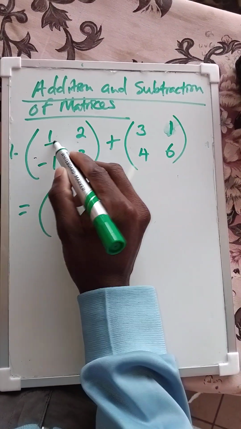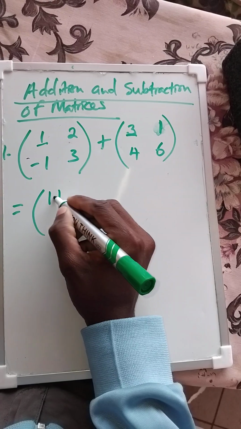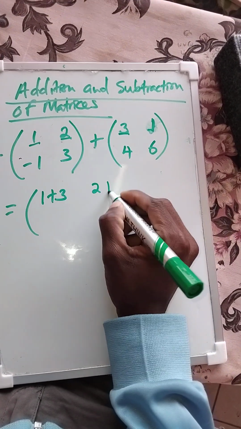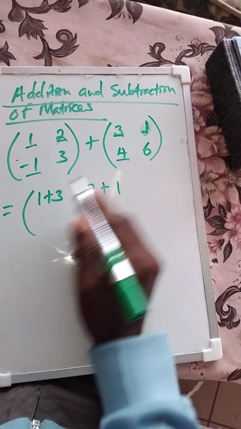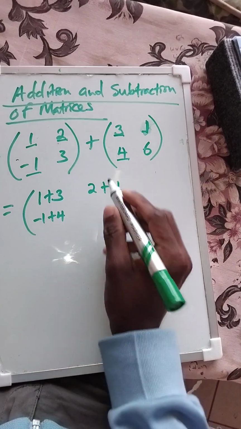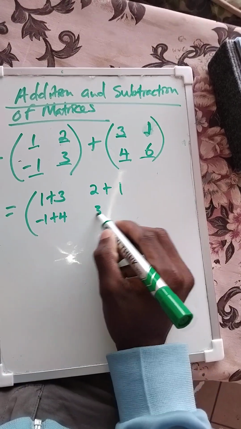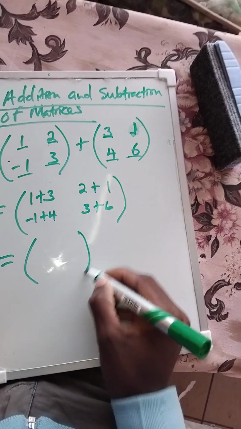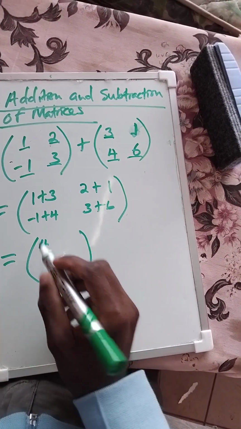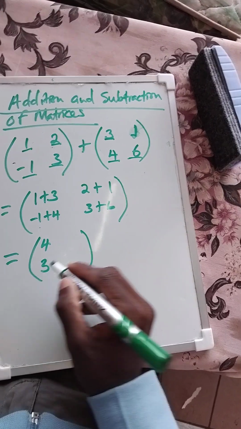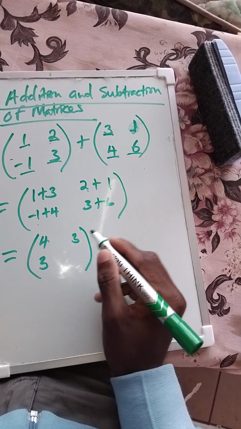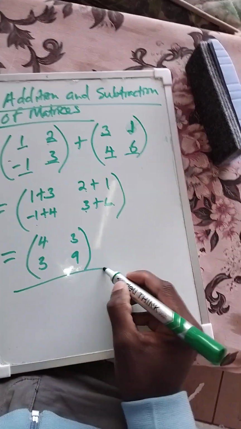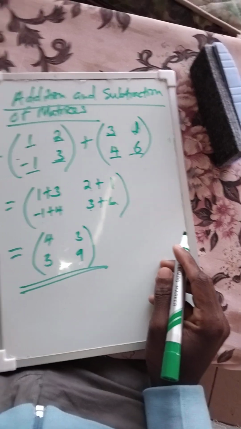So here we add this plus this: 1 plus 3, then 2 plus 1, then -1 plus 4, then 3 plus 6. And so we get 4, -1 plus 4 is 3, 2 plus 1 is 3, 3 plus 6 is 9. So that is addition.